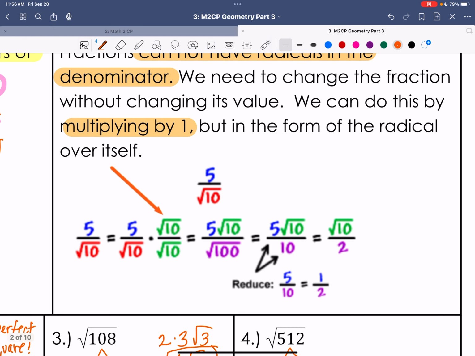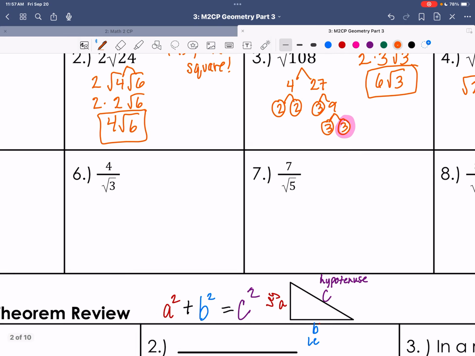So we have 5 over root 10. We can't do this. So they're showing you, here's your 1. This is your value of 1. And then what you do, these two are going to cancel out to give you 10, and then simplify your fraction here, which is what they just did there. And then go ahead, square root of 10 over 2 is simplified.